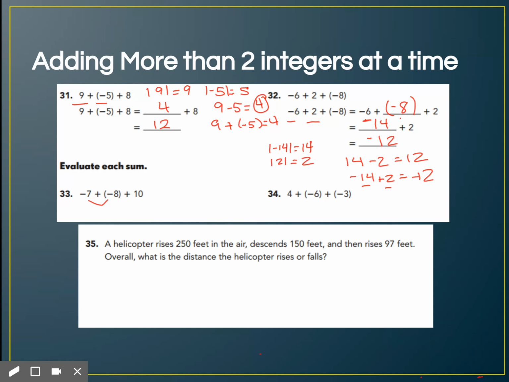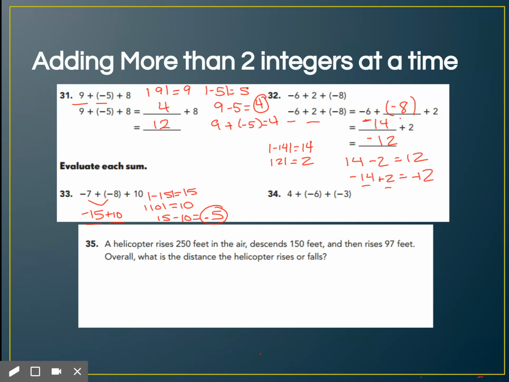Negative 7 plus negative 8. Because they're both negatives, I'm just going to add them together. Negative 15. Now I'll incorporate the 10. I'll do absolute value here. The absolute value of negative 15 equals 15. The absolute value of 10 equals 10. 15 minus 10 is 5, of course. So I look at my original problem of negative 15 plus 10. Because negative was larger, my answer would be negative 5 in this case. This is the final answer.